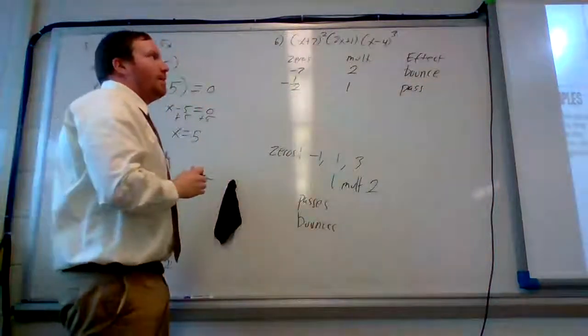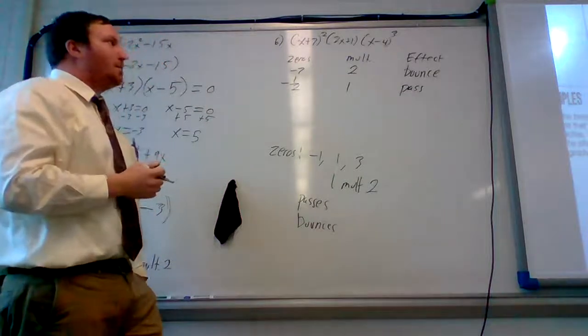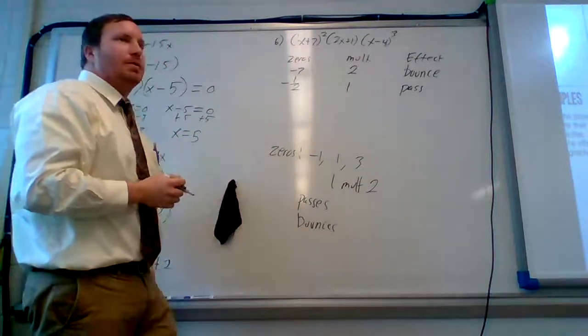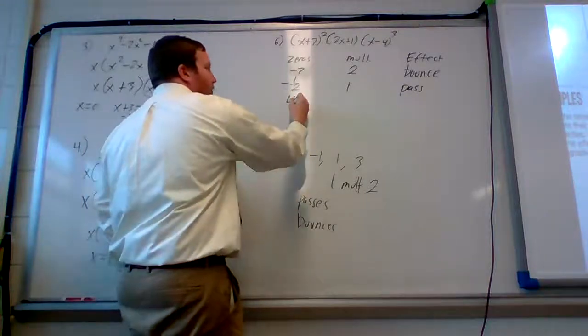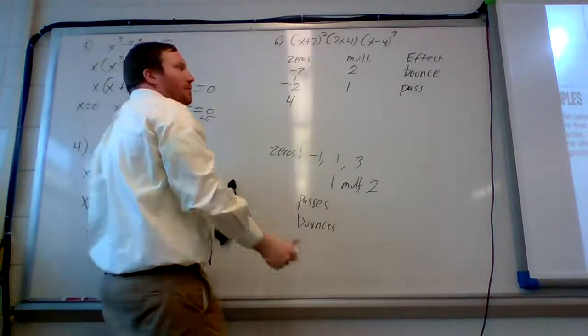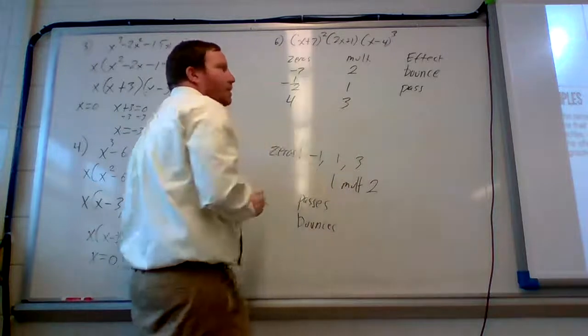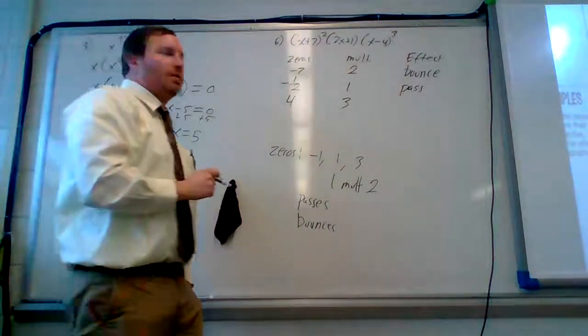And then we have x minus 4. We've got 3 of those. What is its 0, first off? 4. How many do we have? 3. Do we pass or bounce? Pass.